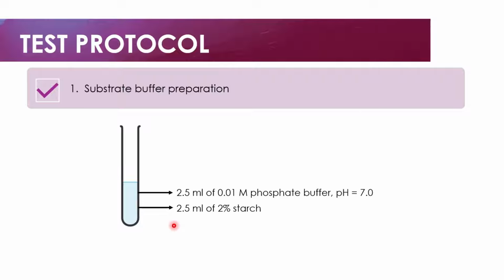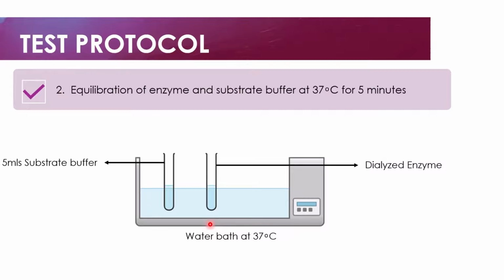The first step in the test protocol is substrate buffer preparation. We prepare our substrate buffer by adding 2.5 mLs of the 0.01 molar phosphate buffer of pH 7.0 to 2.5 mLs of the 2% starch.